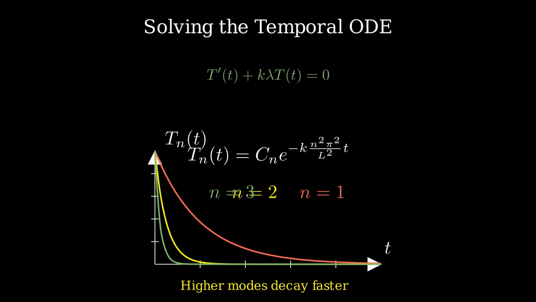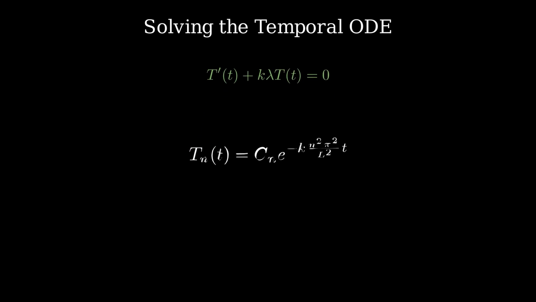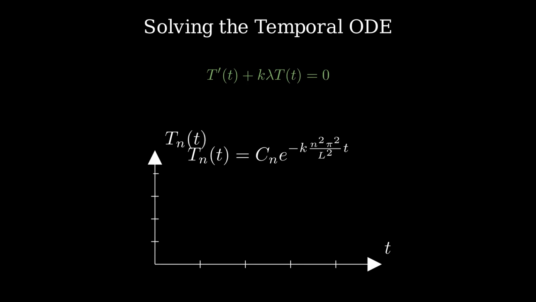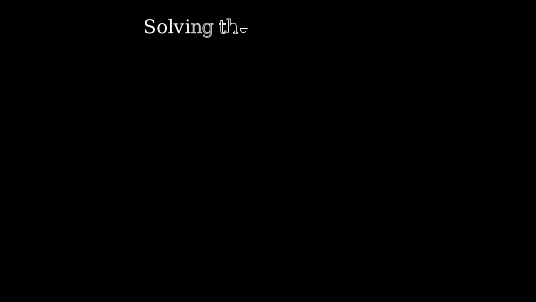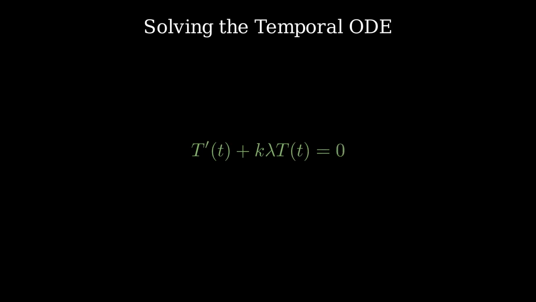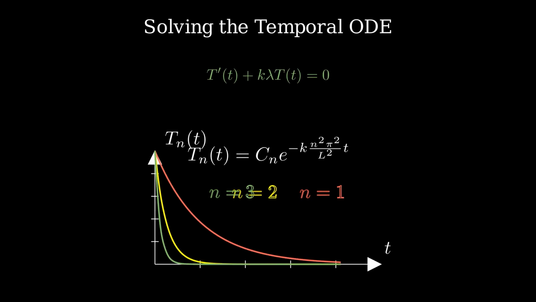We will notice the exponential decay. Higher modes, corresponding to larger n values, decay faster. This makes physical sense, that is, more complex temperature patterns smooth out more quickly due to thermal diffusion. The decay rate is proportional to n squared, meaning the second mode decays 4 times faster than the first, the third mode 9 times faster, the fourth mode 16 times faster, and so on.